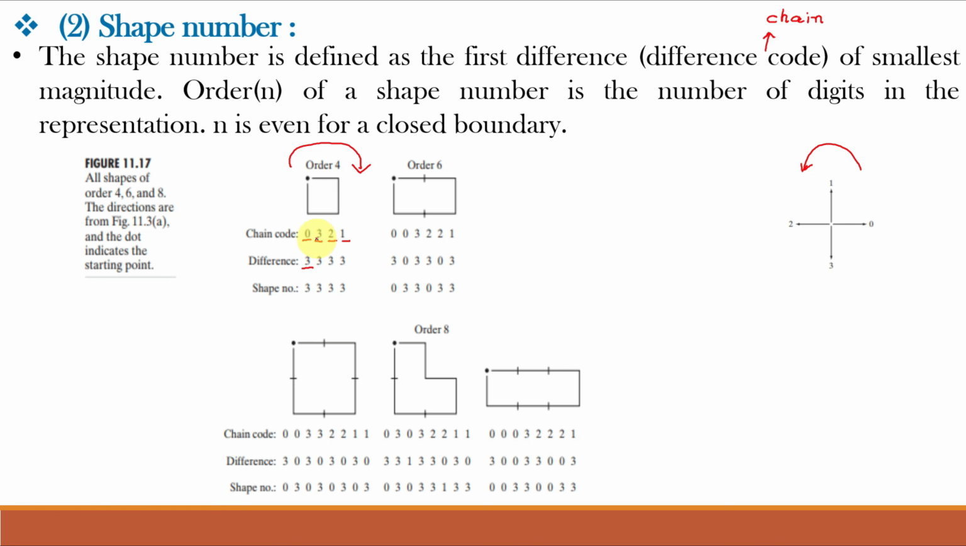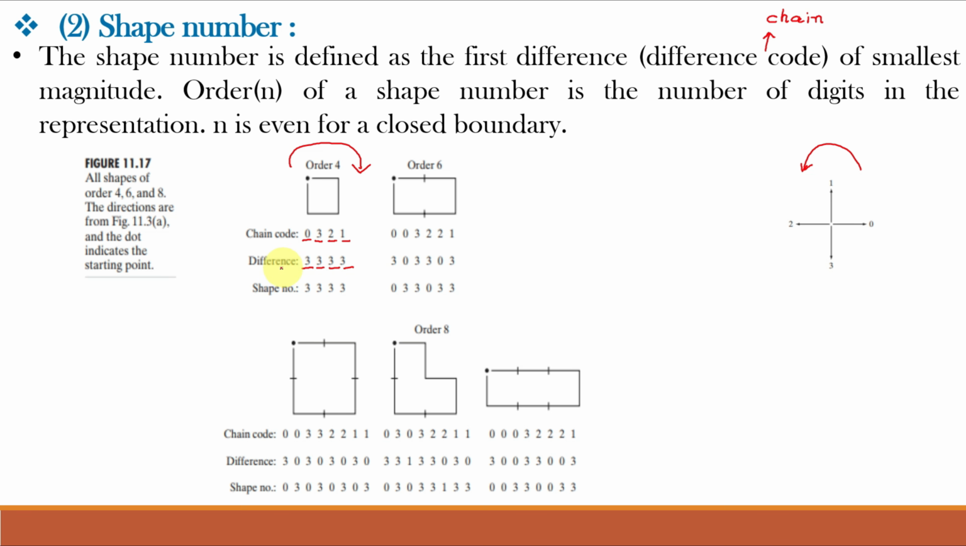Next we have to go from 0 to 3. So this is 0 and we have to go to 3. Again we have to travel 3 steps, 0 to 1, 1 to 2 and 2 to 3. So again the difference code will be 3. Next we have to go from 3 to 2. Again we have to travel 3 steps, so this also will be 3. And last we have to go from 2 to 1. So this is 2 and we have to go counterclockwise up to 1. So again we have to take 3. So the difference again is 3.